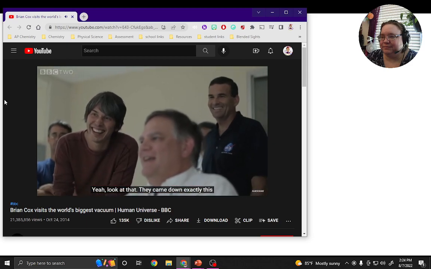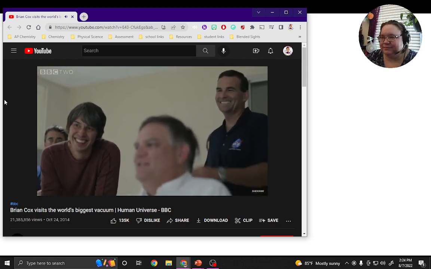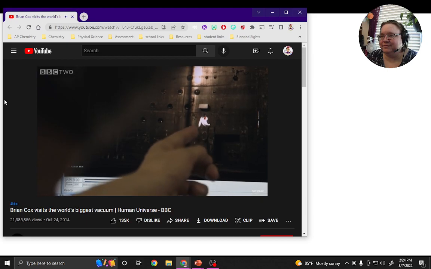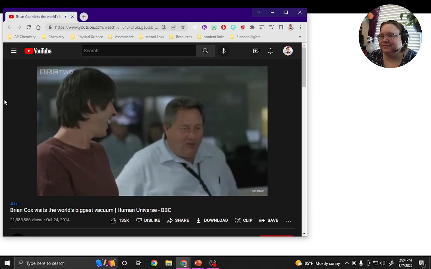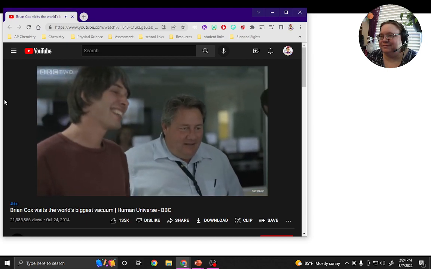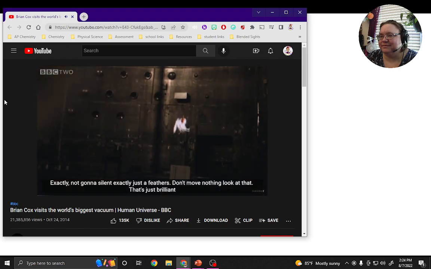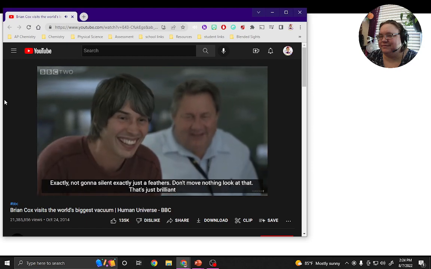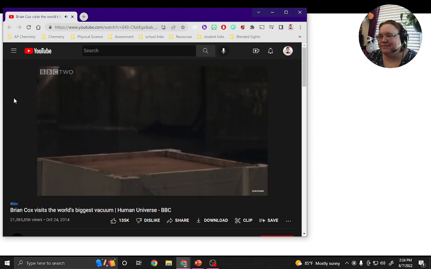Look at that. They came down exactly the same. Wow. Look. That's right there. Look at how they hit right there. Exactly. You're back on the side. Exactly the same. Feathers don't move, nothing. Look at that. That's just brilliant.